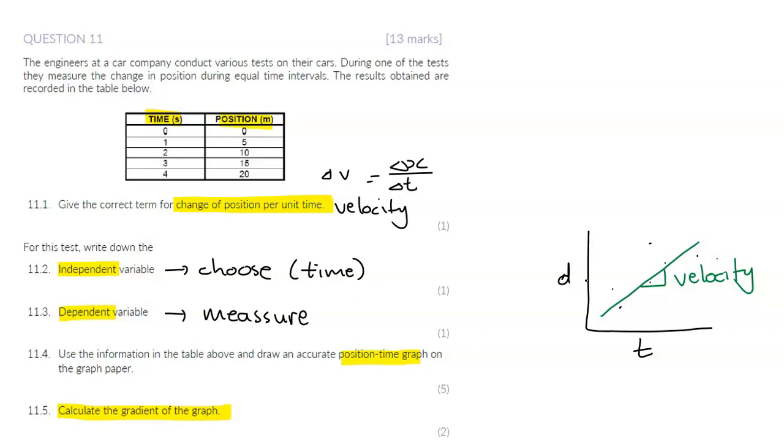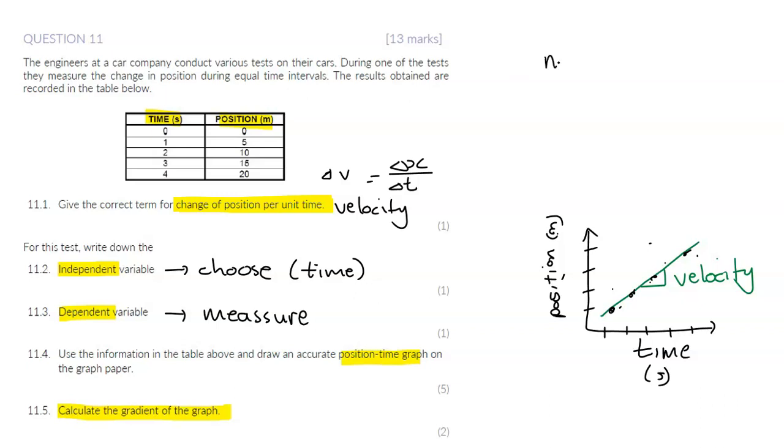And then they ask for an accurate position-time graph. So you have your position on your y-axis and your time on your x-axis, and just add your labels. And this seems like it's going to be a straight line. So you're just going to make your little dots and then connect them. And obviously it's going to be nicely done on scale. Very pretty. Add your arrows. And then 11.5 is calculate the gradient.